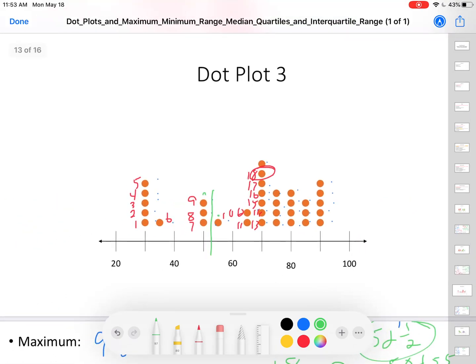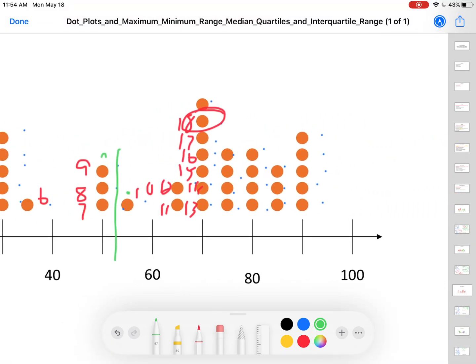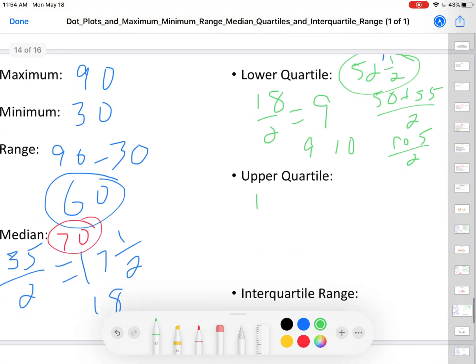Dot plot number 3. Left side, right side. Here's the median. It's circled. We will include it. So 1, 2, 3, up to 18. Include the circled one when it is circled. 18 is an even number. 18 divided by 2 equals 9.